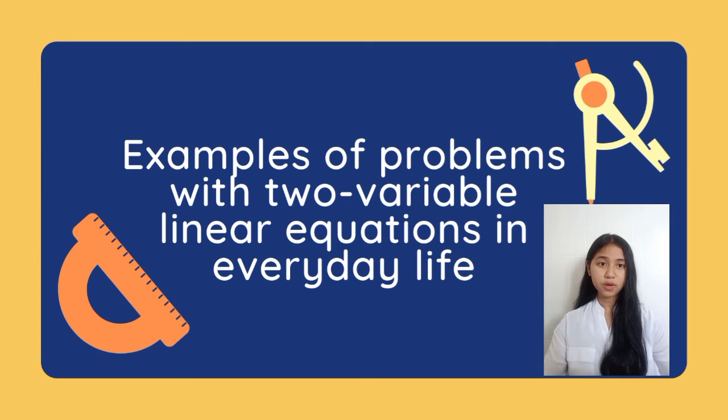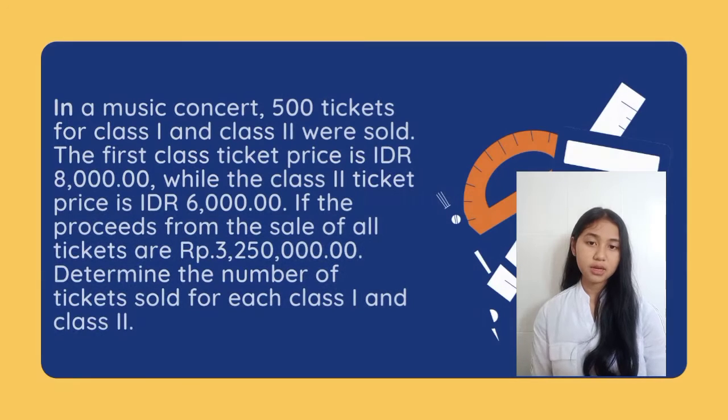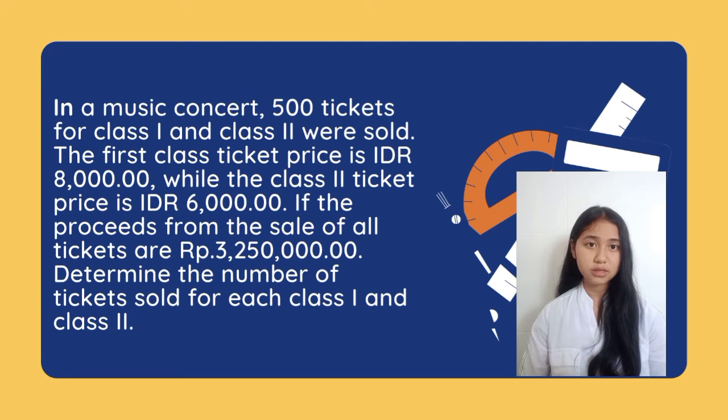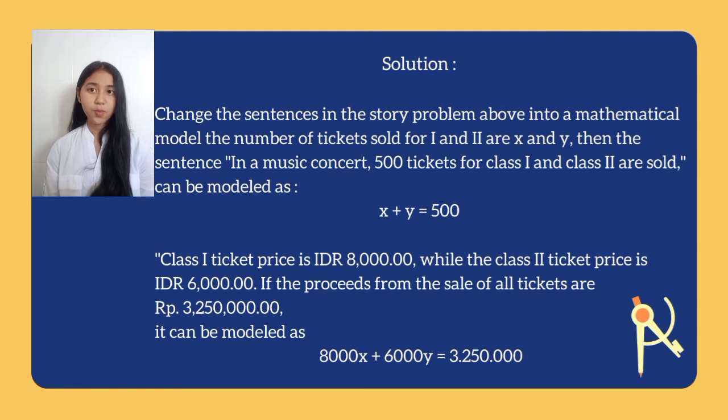Example number 2 is about a problem with a two variable linear equation system in everyday life. The problem is: in a music concert, 500 tickets for class 1 and class 2 were sold. The first class ticket price is 8,000 while the class 2 ticket price is 6,000. If the proceeds from the sale of tickets are 3,250,000, determine the number of tickets sold for each class 1 and class 2. The solution: step 1.